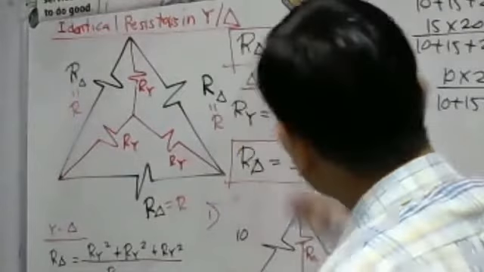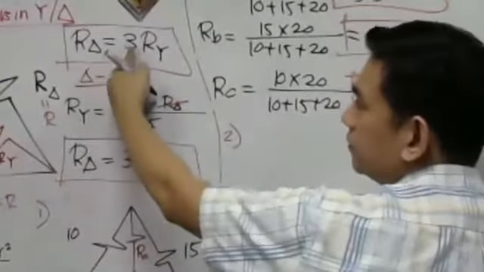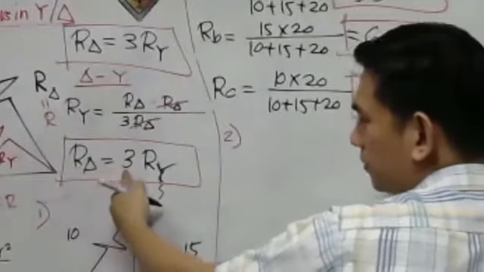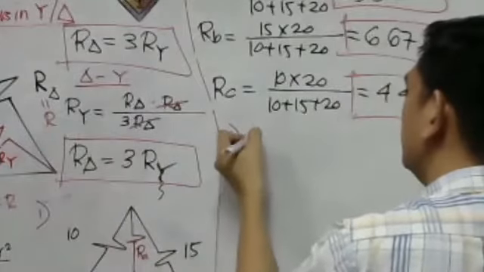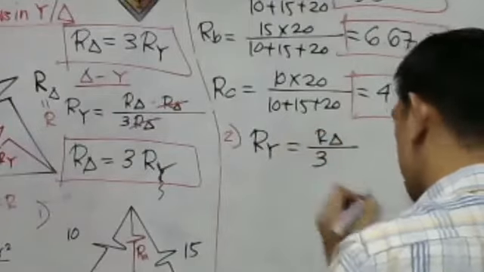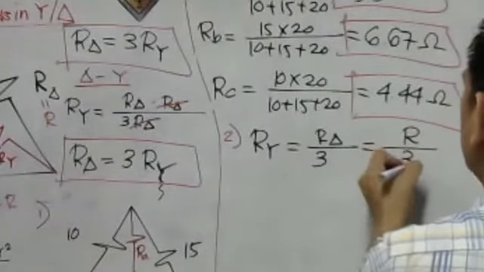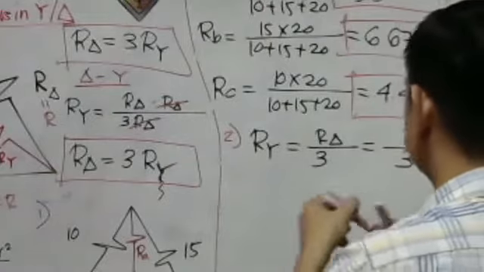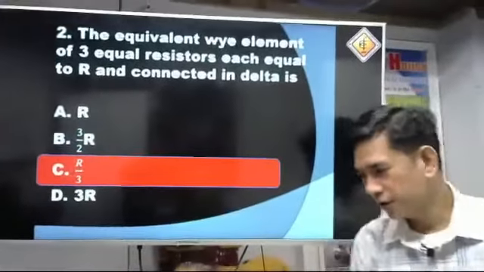So in our formula here, what is our RY? Because R delta is equal to 3 times RY, the one beside the three tails. So we have RY equal to R delta over 3. Since R delta is simply equal to R, just put R over 3. That is the answer, very easy. That's letter C, R over 3.